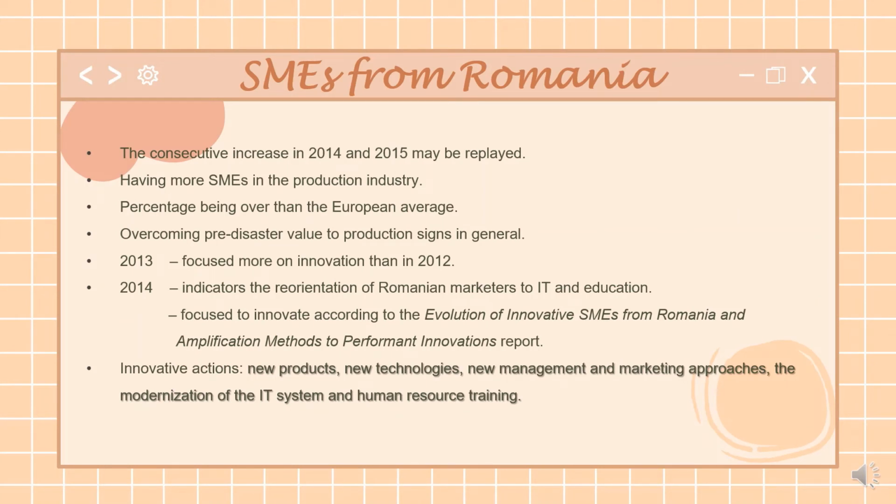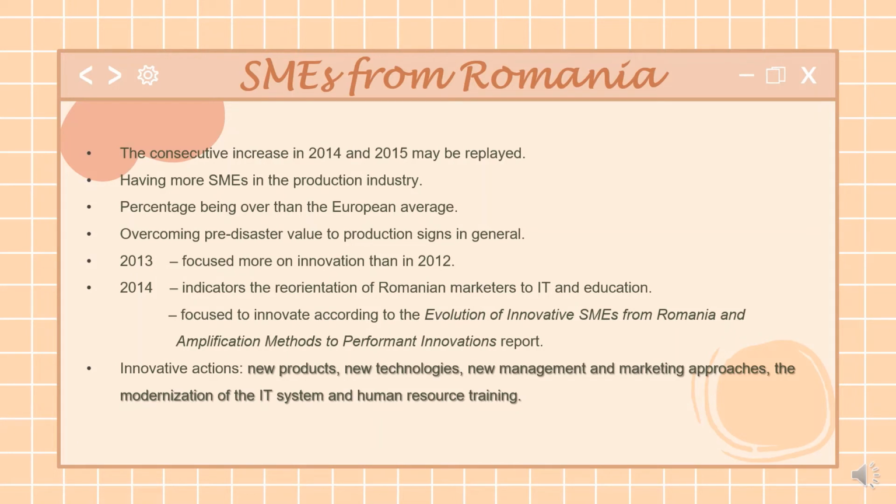Next is SMEs from Romania. It is expected that the consecutive increase in 2014 and 2015 may be repeated. The specific data shows that the share of micro-enterprises in Romania is smaller than the average for the EU28. Meanwhile, the share of small enterprises is more consistent with the European average. Romania has more SMEs in the production industry, as their share is over the European average. Also, Romania is well known for overcoming pre-disaster value in production in general.